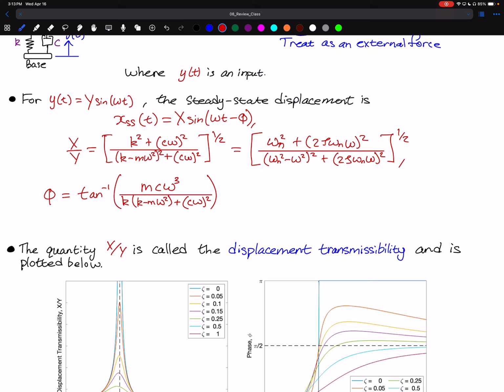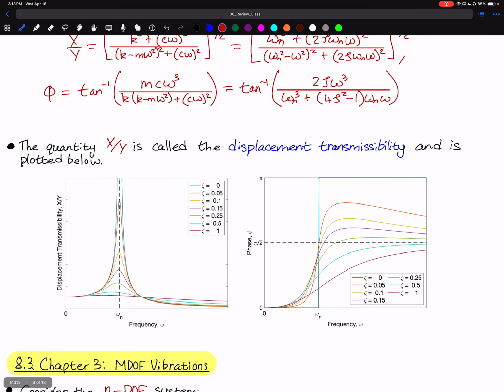All right, we got one more thing to write out, and then we'll be done. Or one more thing to talk about as well. We got the inverse tangent of the quantity 2 zeta omega cubed divided by omega n cubed plus quantity 4 zeta squared minus 1 times omega n times omega.